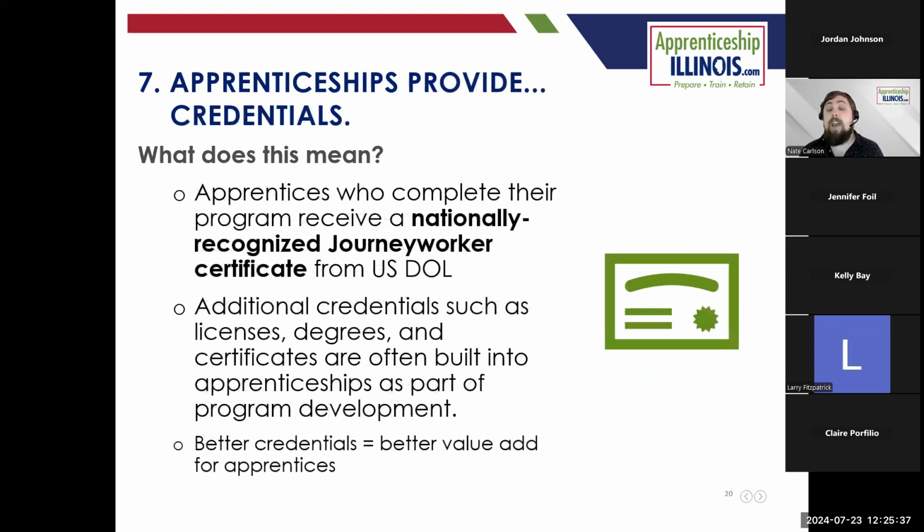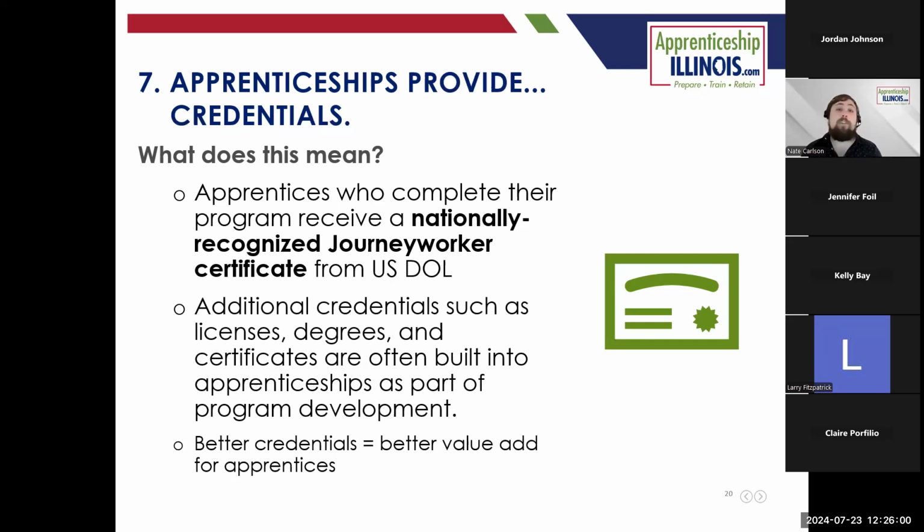Lastly, apprenticeships provide credentials. Apprentices who complete their program receive a nationally recognized Journey Worker Certificate from the U.S. Department of Labor. However, that's generally not the only credential that apprentices will receive as a part of their program. Additional credentials like licenses, degrees, and certificates are often built in as part of program development, and we'll see that later on. That's for multiple reasons.